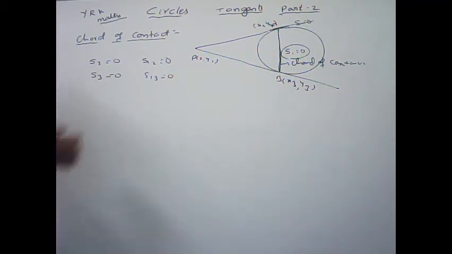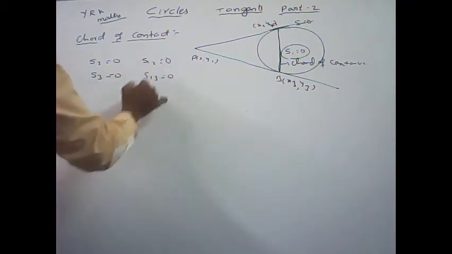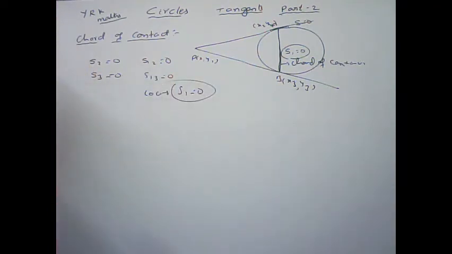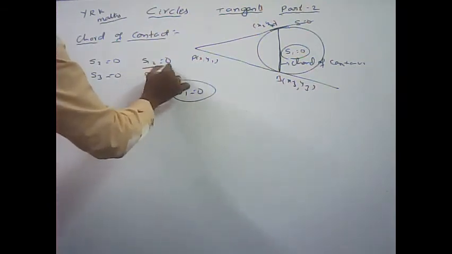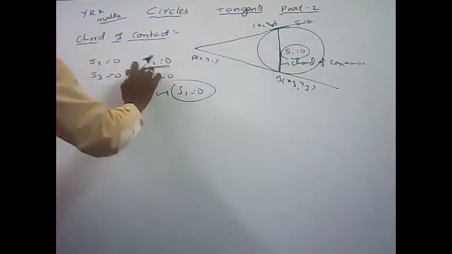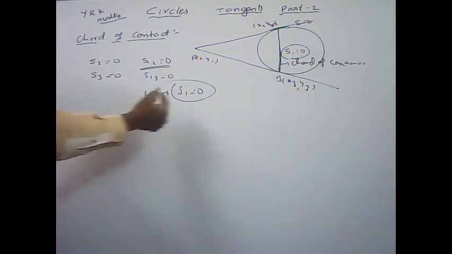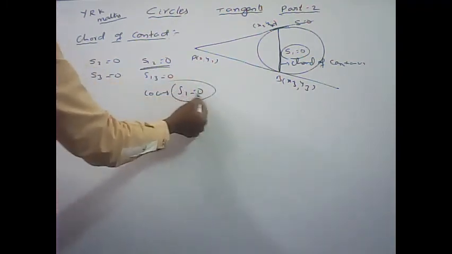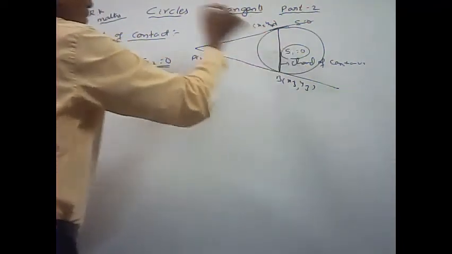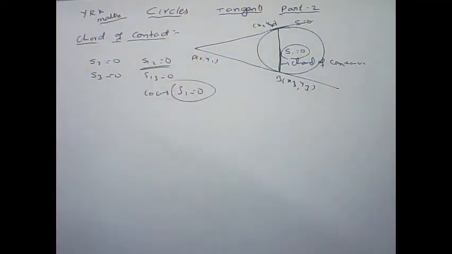Now, S12 equal to 0, S13 equal to 0. The locus is S1 equals to 0 only. S1 equal to 0 is a linear equation in two variables. If it passes through x2, y2, then S12 equals to 0, we got. And if it passes through x3, y3, S13 equals to 0, that we also got. So that is the line passing through these two points. So the equation of the chord of contact we say is S1 equals to 0.